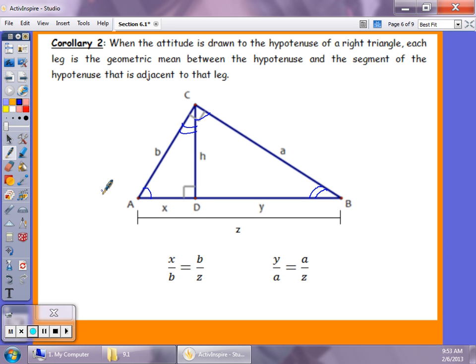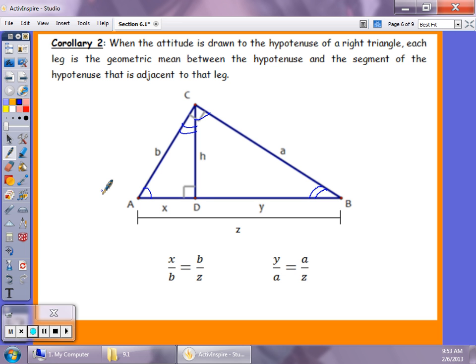So for the second proportion, we can say y over a is equal to a over z. So again, y in this case is the long leg of the medium triangle over its hypotenuse, and that's going to equal the long leg a of the big triangle over its hypotenuse. So for the first example, you want to do some notations.